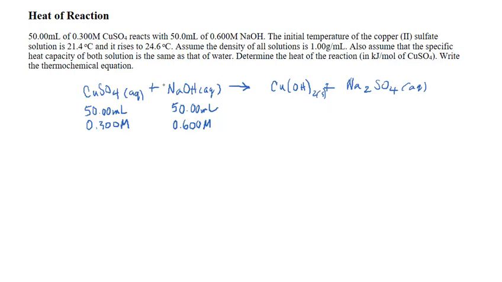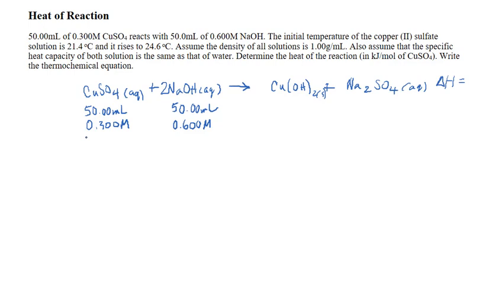When we balance this equation, we end up with 2 NaOH. Our goal here is to add to this balanced chemical equation a delta H value that will make it a thermochemical equation, which is what the question is asking for. So we need to determine the heat of reaction, or the delta H associated with this process.